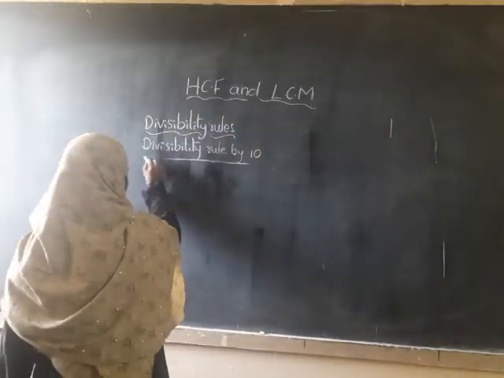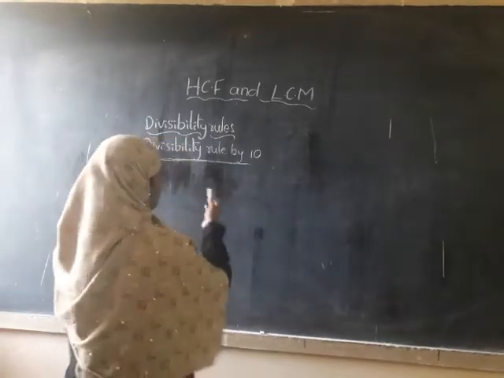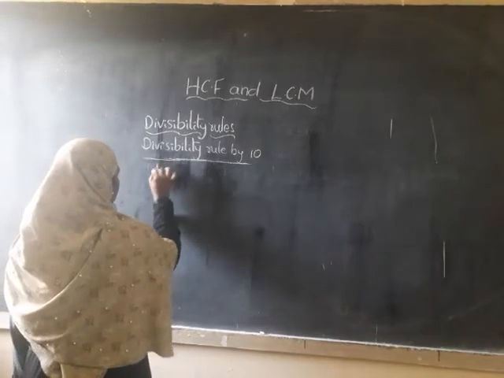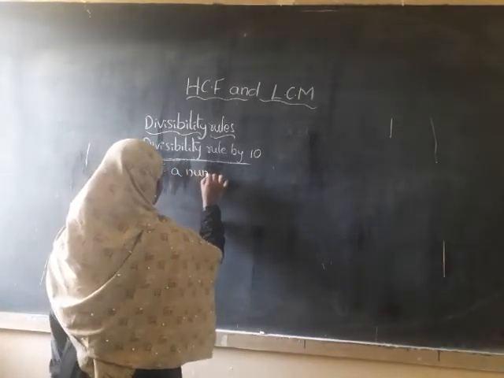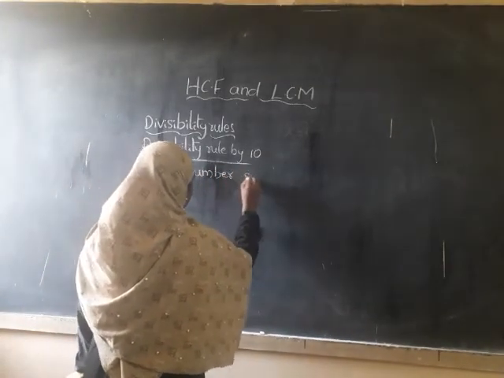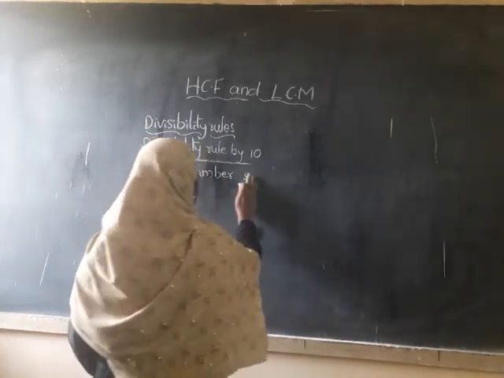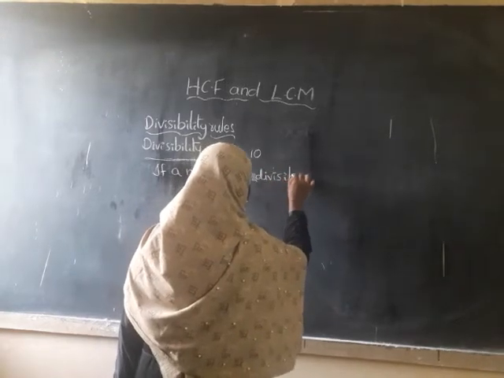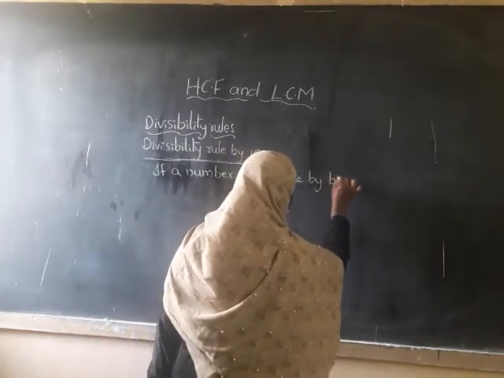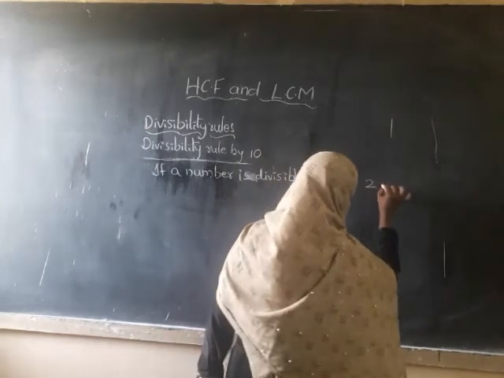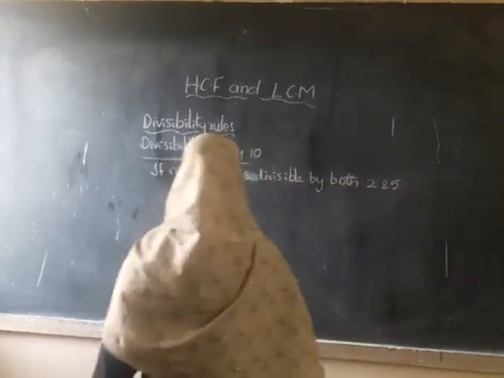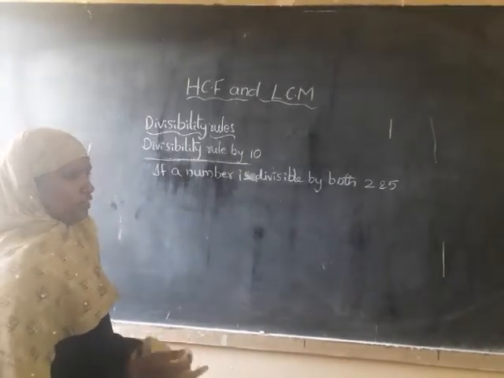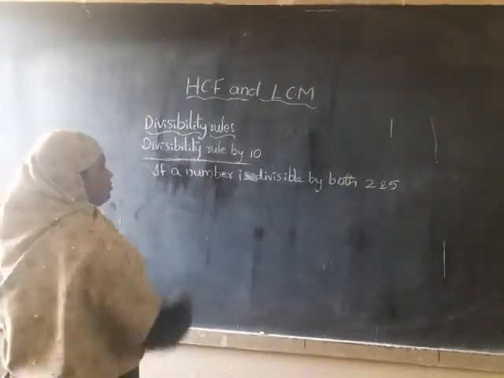Now, one more point about the divisibility rule by 10. If a number is divisible by both 2 and 5, then that number is completely divisible by 10. If a number is divisible by both 2 and 5, then that number is also divisible by 10.